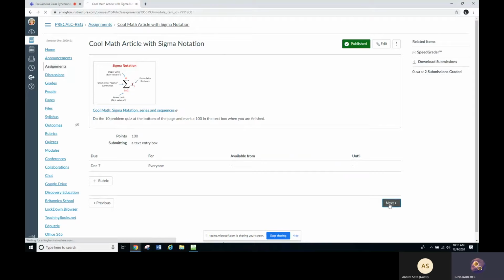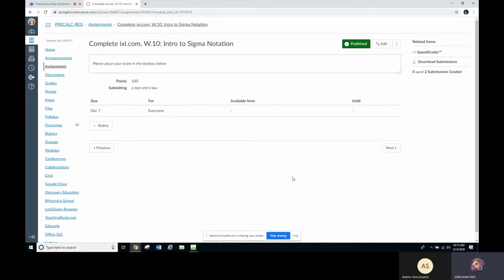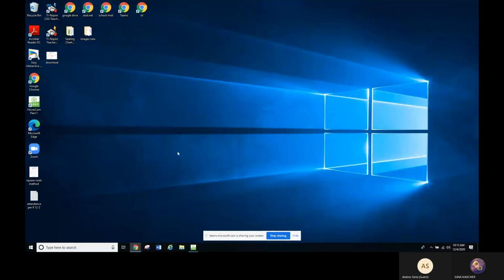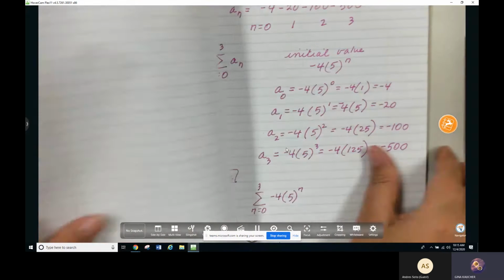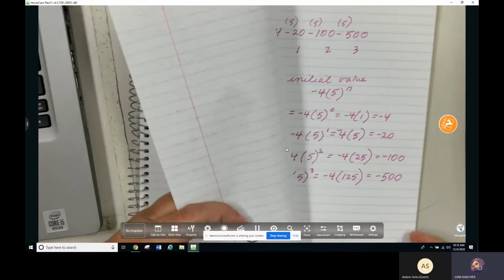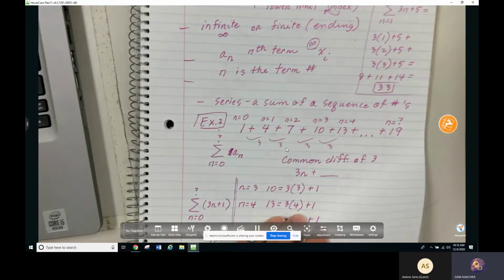Okay, so you have to do that, and then the other thing you have to do is W.10. So I have a few notes for you to go over with me, because this is a little bit different compared to other notation that you've seen. I have 3 examples for you, and we'll go over the definitions a little bit more.